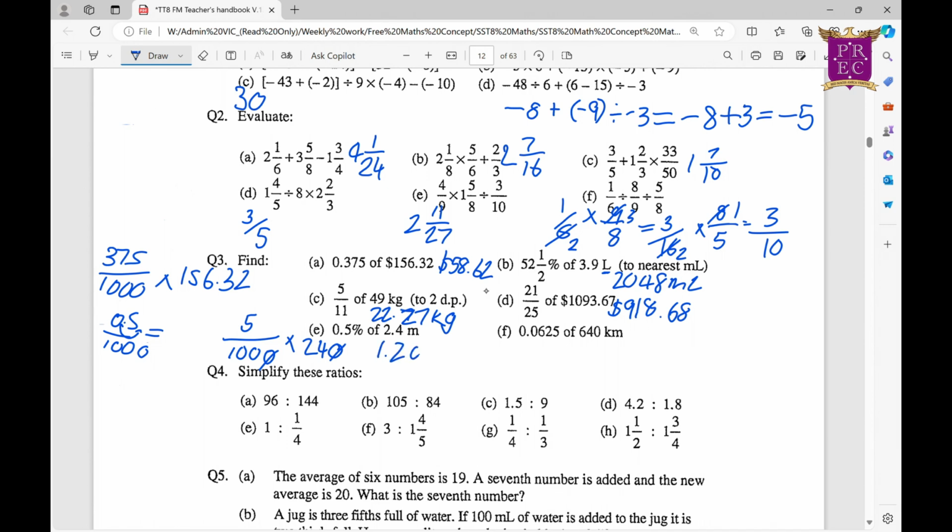Okay, because remember, we converted these into centimeters. And then the last one is just 40 kilometers.